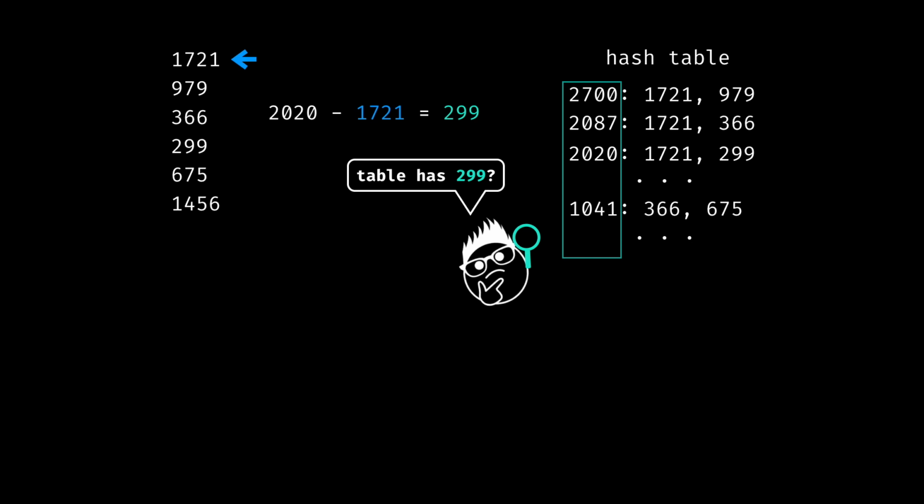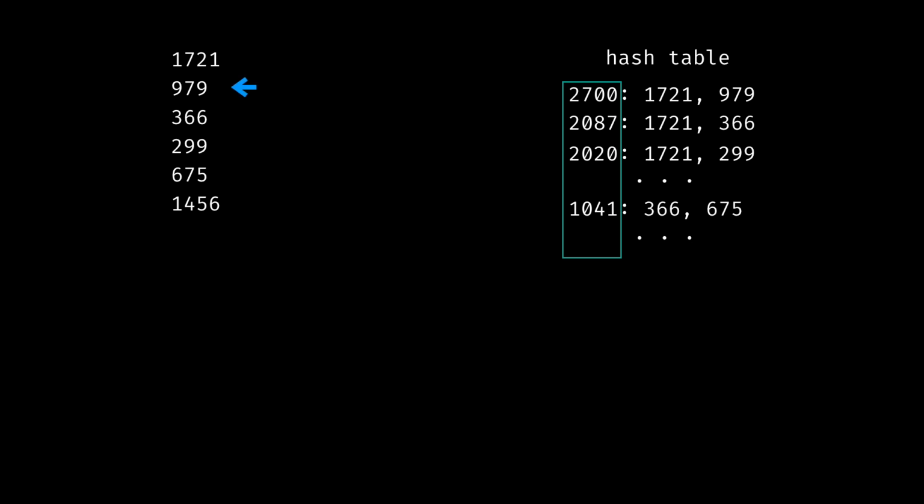In the long run, I want to establish some logic where I have found a triplet that sums to 2020. Remember that our previous pair sums were the keys of this hash table. So 299 is not a key of this hash table, so I can continue to my next iteration.